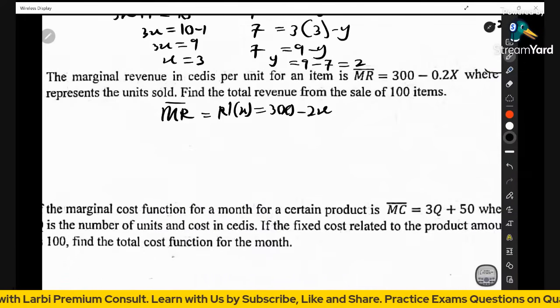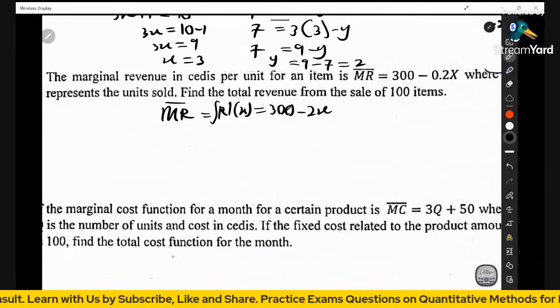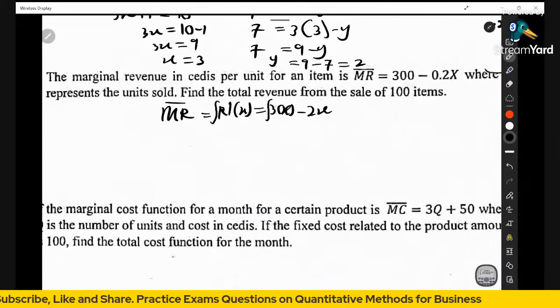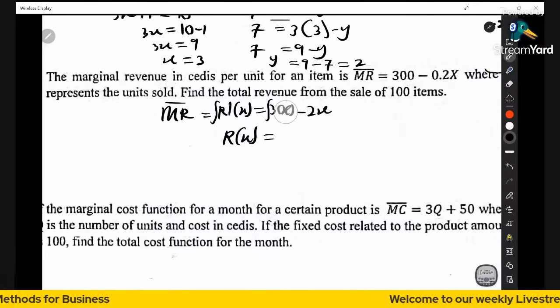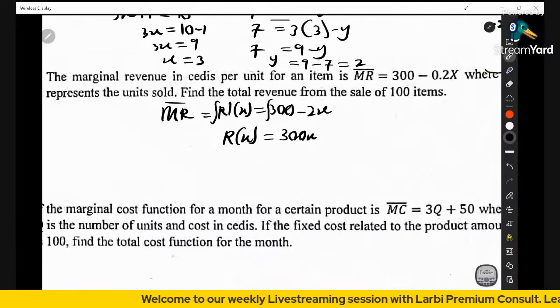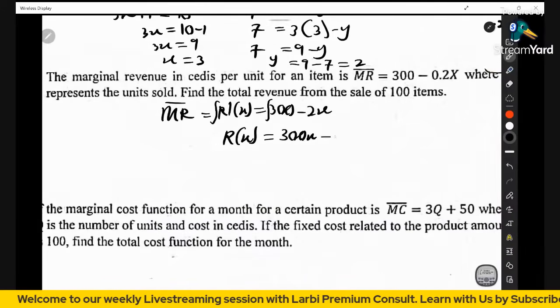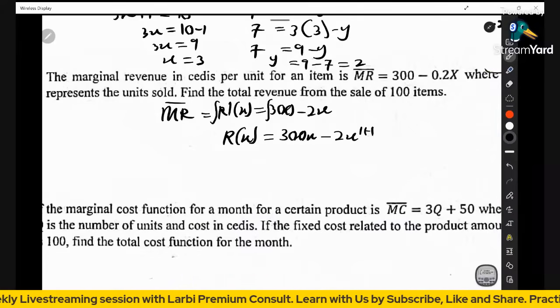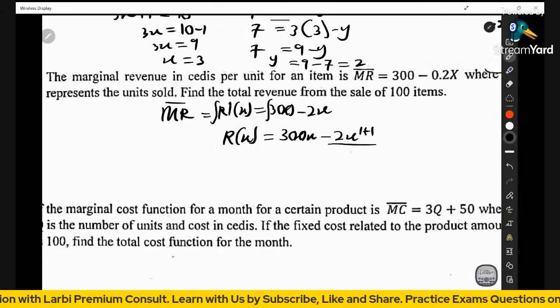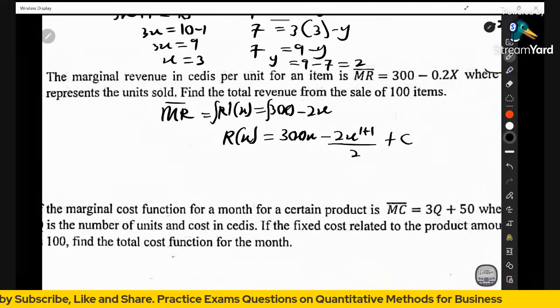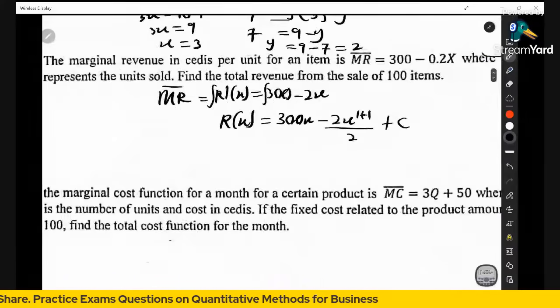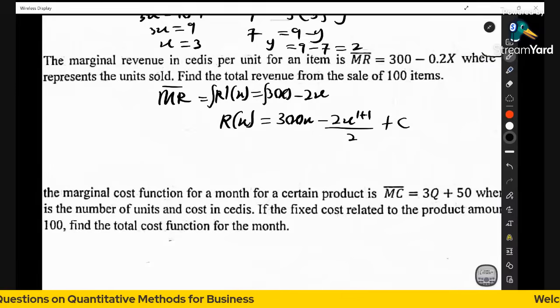So in this particular case, we introduce our elongated S to mean the integral, right? So when I integrate marginal revenue or R prime of x, I will get my revenue function of x. Then when I integrate 300, I'm going to get 300x. When I integrate negative 2x, that becomes negative 2x to the power 1 plus 1, divided by 1 plus 1, which is 2. And because it's an indefinite integral, we introduce a constant, say C.